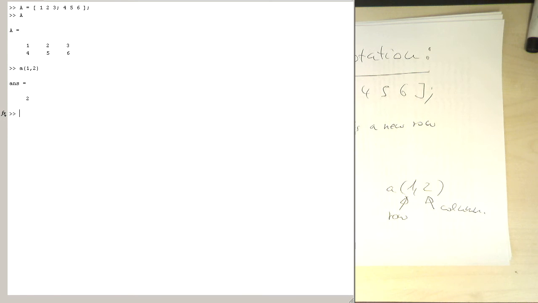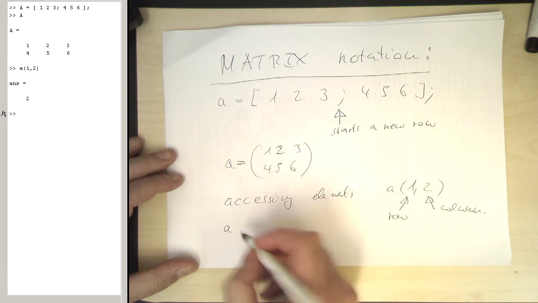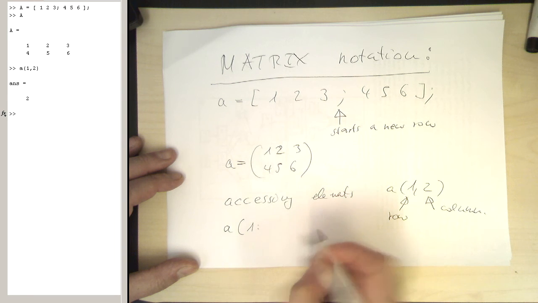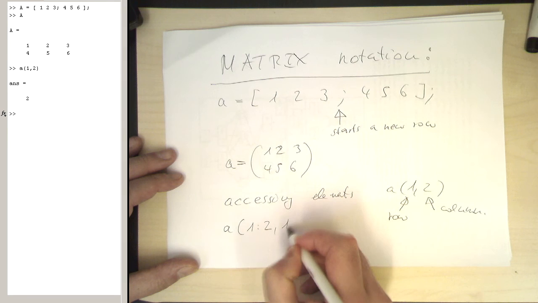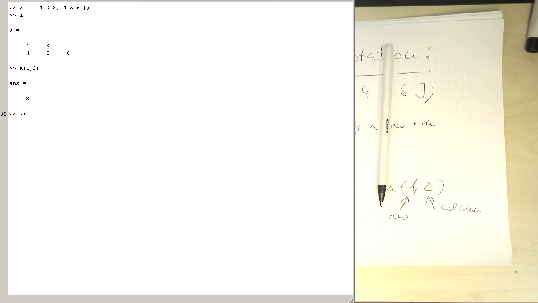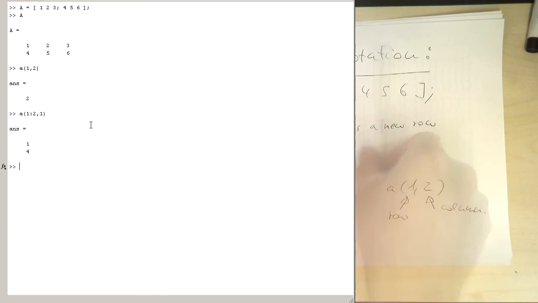So now there's an interesting way of defining also ranges here. So we can do something like, for example, 1:2, 1. Let's try this out here. A(1:2, 1). And so in this case here, we are picking the first column here. The 1, remember, defines the column, and then we are picking basically these two values here from the first row and the second row.